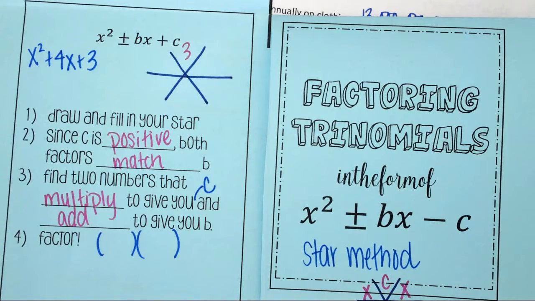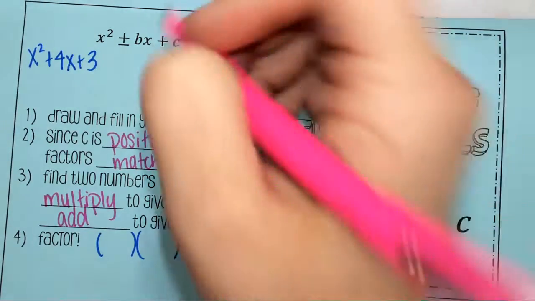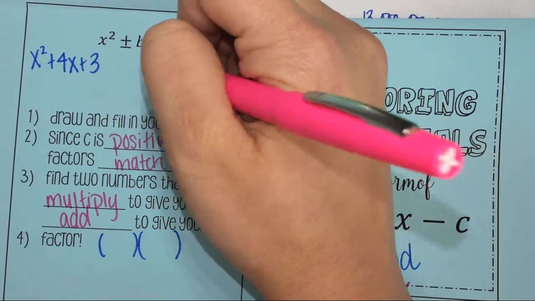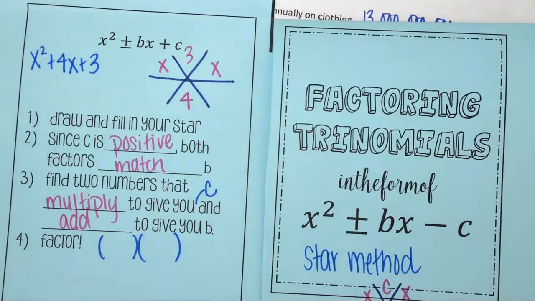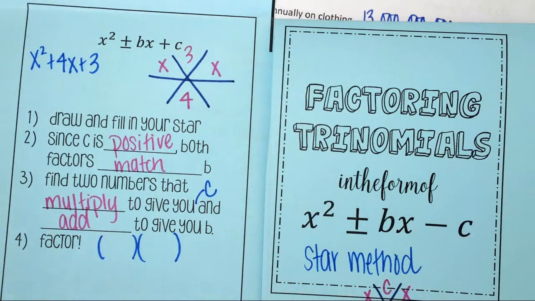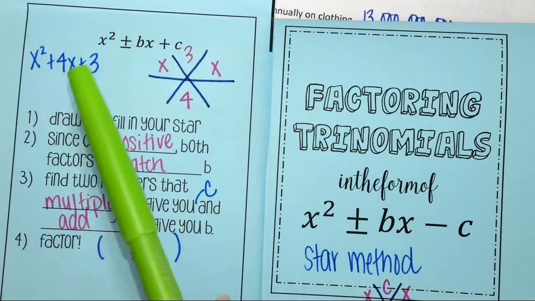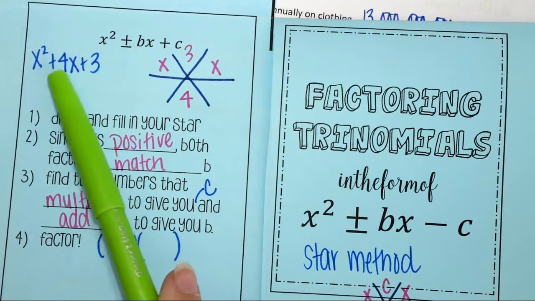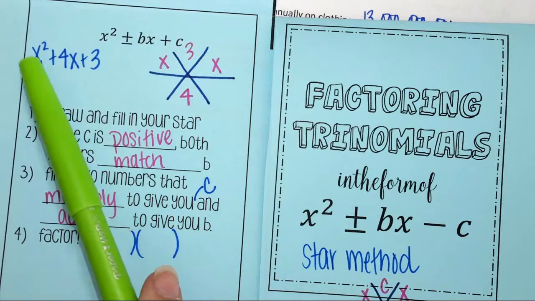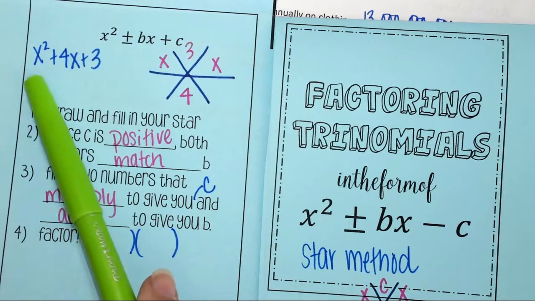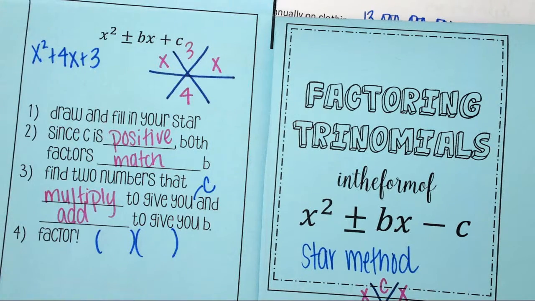In the bottom, we put B. So what is B? 4. And then we write X and X. Now we need two numbers that multiply to give us 3 and add to give us 4. Since C is positive, both factors have to match B. So our factor is going to be positive or negative? Positive. Now what two numbers multiply to give you 3? 1 and 3.